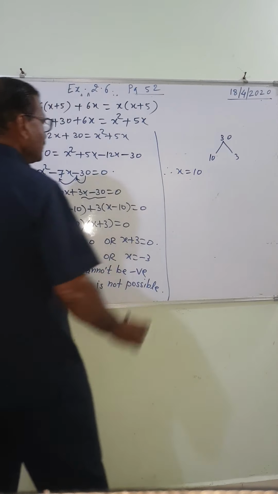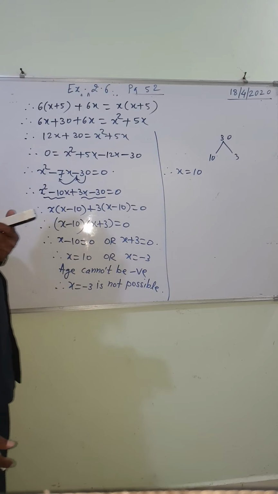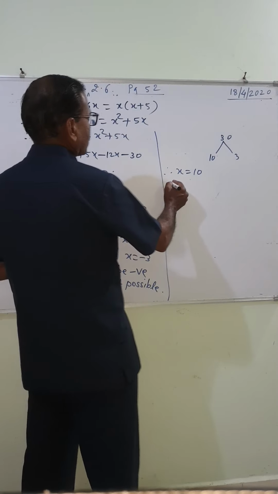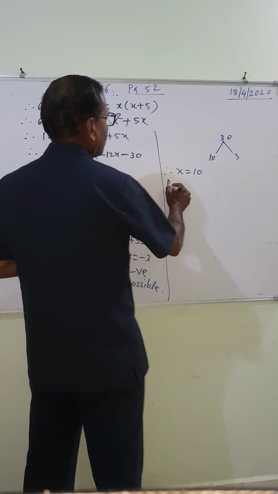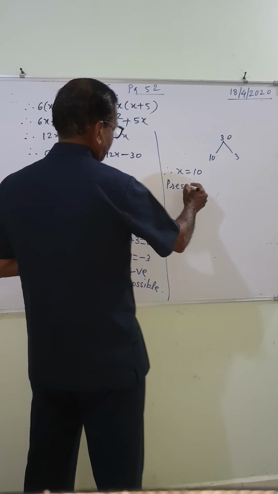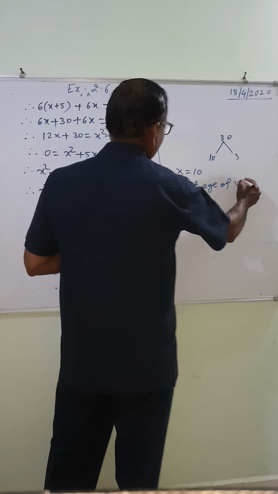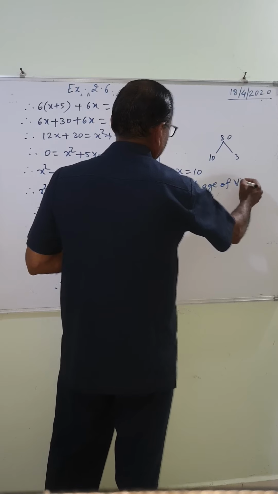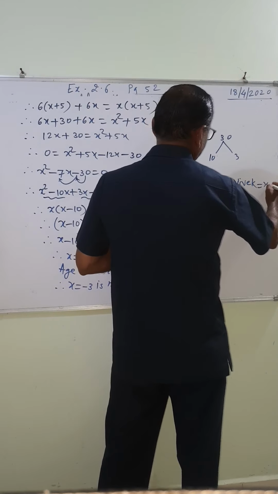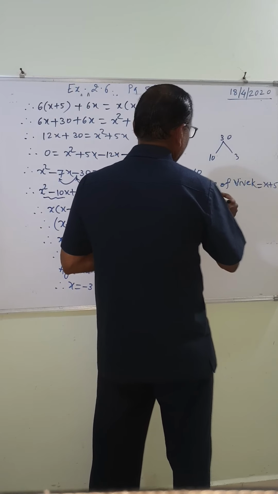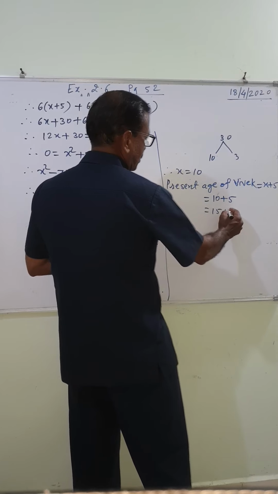So, what is this age? It is the age of Kishore. Now, who is remaining? Vivek. Present age of Vivek, that was the word used, equals x plus 5. That is equal to, x means 10, 10 plus 5, that is equal to 15 years.